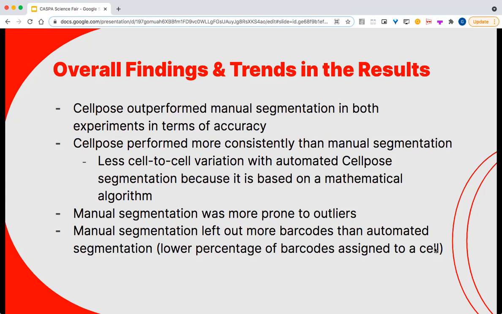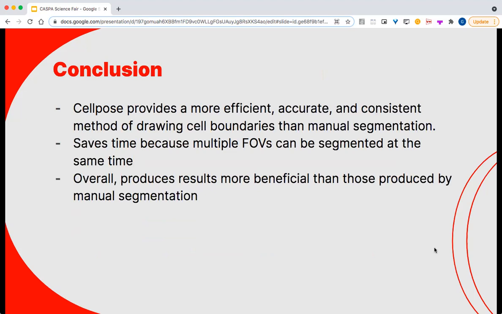Also, I noticed that manual segmentation was more prone to outliers, and manual segmentation, of course, left out more barcodes than automated segmentation. That led to a lower percentage of barcodes being assigned to a cell, which would then affect any data analysis that you wanted to perform on the data that you collected from your segmented images.